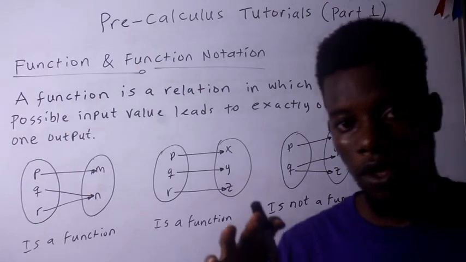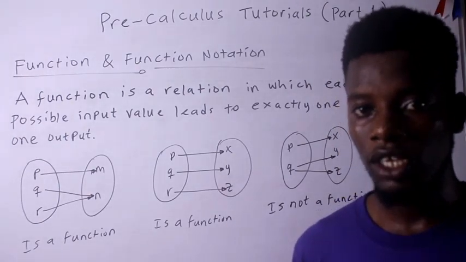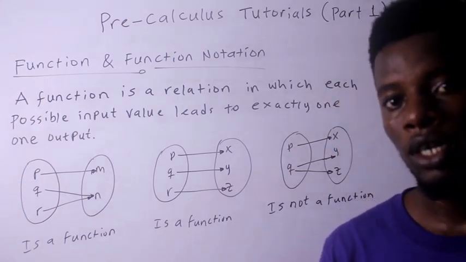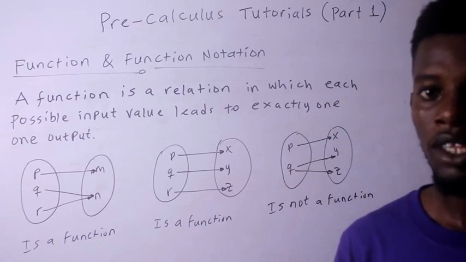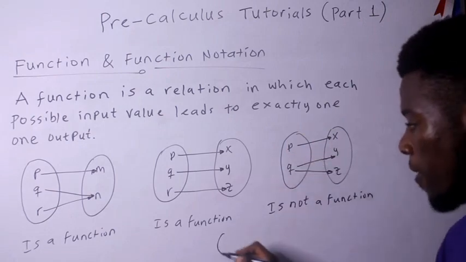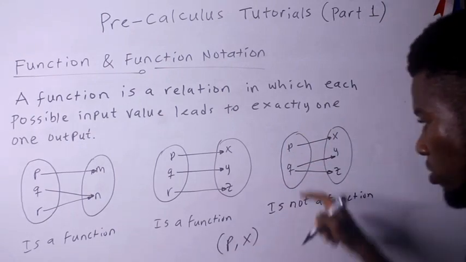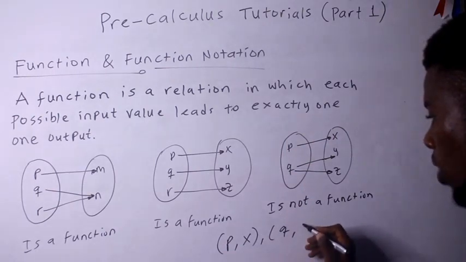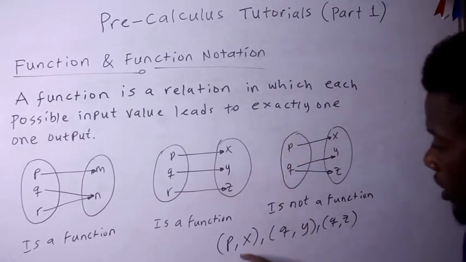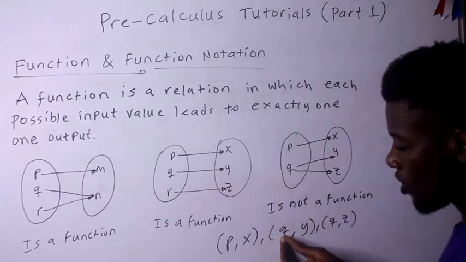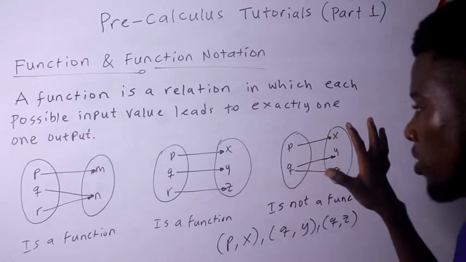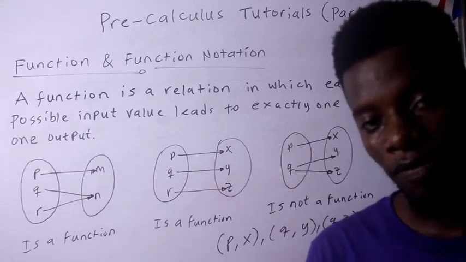Great. So in summary, if you are given a particular set of values like this to determine whether it is a function or not, you must ensure that the x value does not repeat. So if we are listing this as an ordered pair, we have P maps to X, Q maps to Y, and Q also maps to Z. So if this is an ordered pair, then we have the x value repeating, Q and Q. So because the x value repeats, we say that this particular relation is not a function.